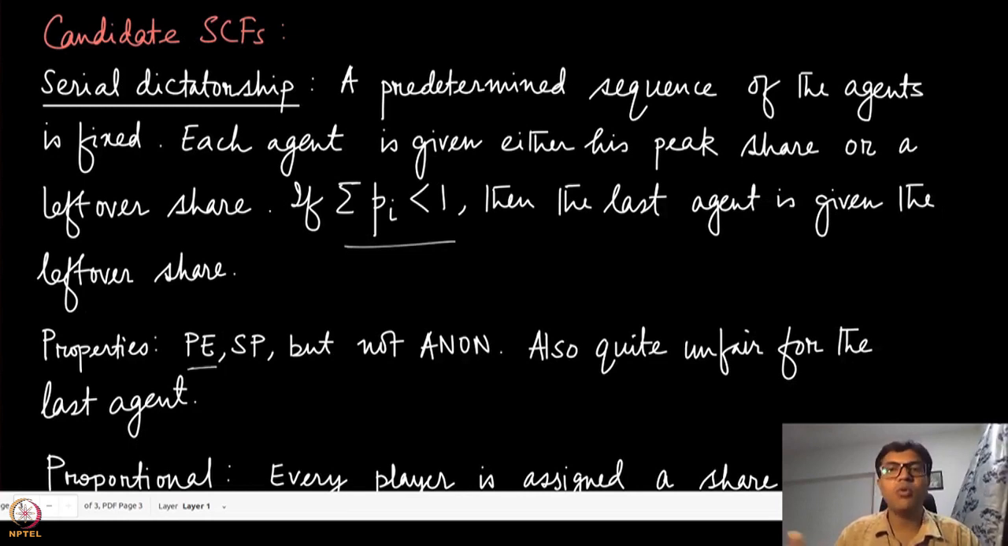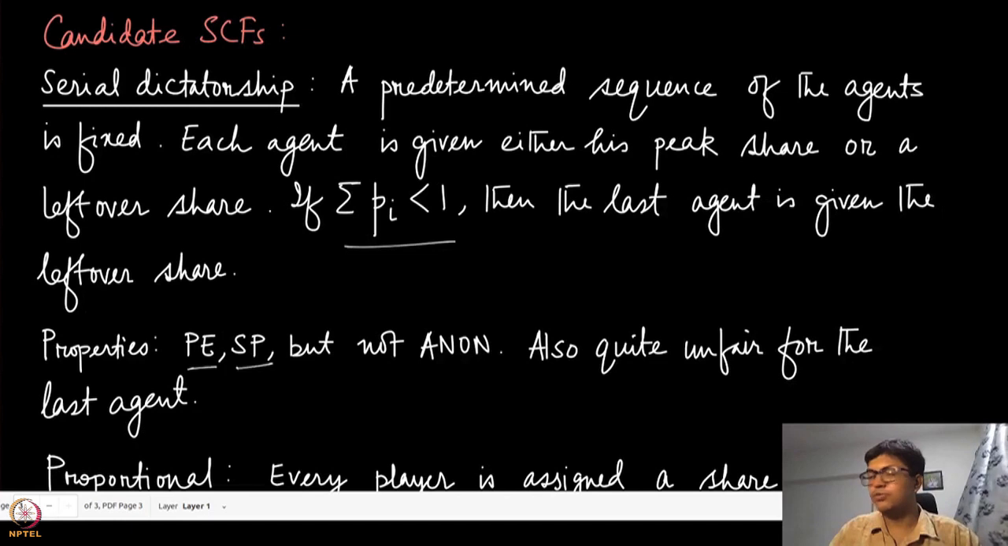So anything more or less will be worse for them, so therefore they will not change. There is no allocation which can improve their preferences. For the last agent, there is no choice. The agents who are coming after the agent who got the leftover share will also not like to change their share, and the agents who are coming before that agent will not like to change their allocation either. So it is Pareto efficient no matter whichever order of this serial dictatorship you choose.